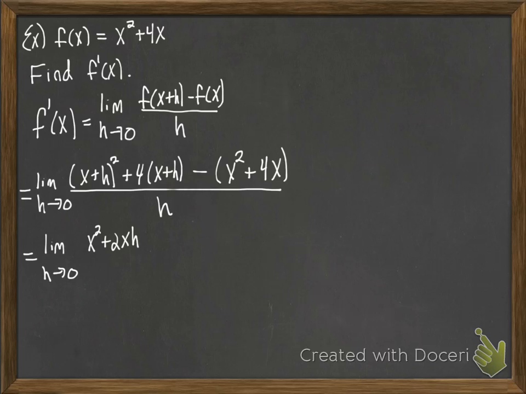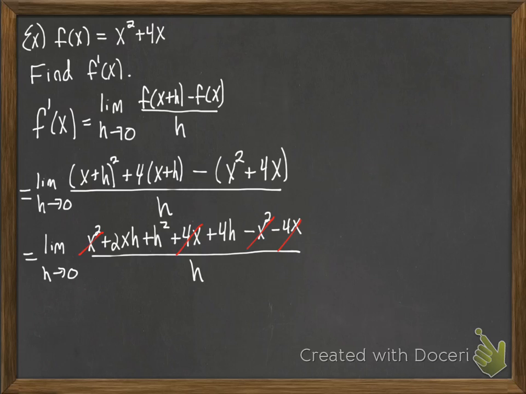So x squared plus 2xh plus h squared plus 4x plus 4h minus x squared minus 4x. That's all over h. Now we go through here and recognize, well, I have an x squared and a minus x squared. I have a 4x and a minus 4x.